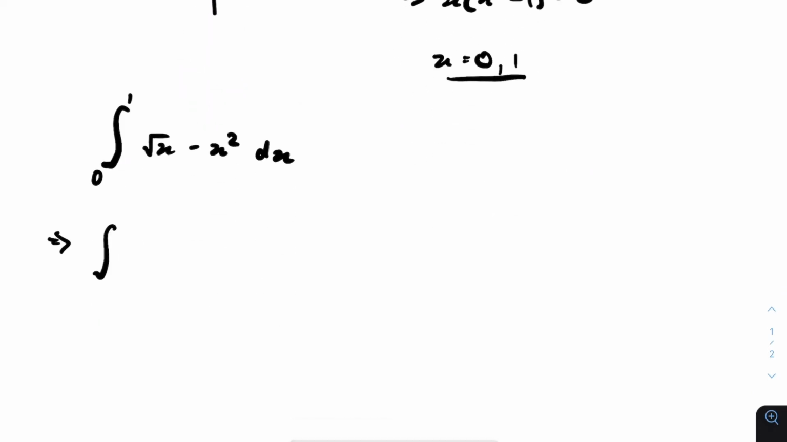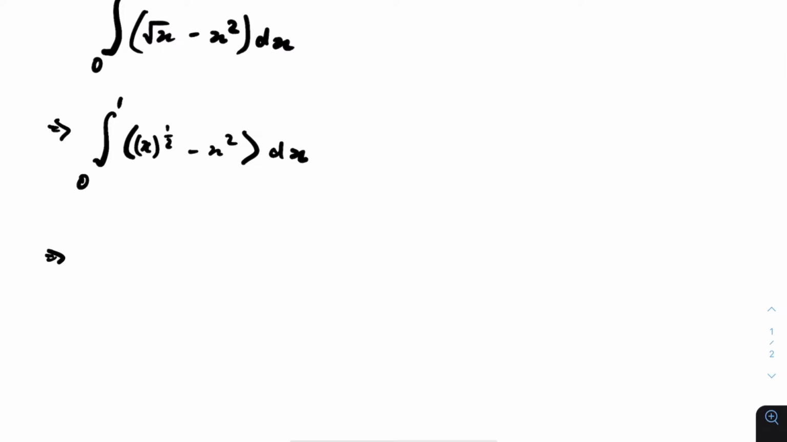If we write it in terms of powers, that's easier. We need to take the antiderivative, or integral, of x to the power of half minus x squared dx. Integrating means we increase the power by 1 and then divide by the new power.